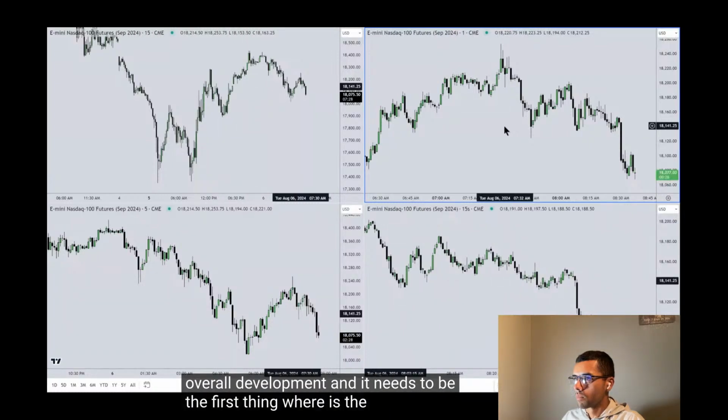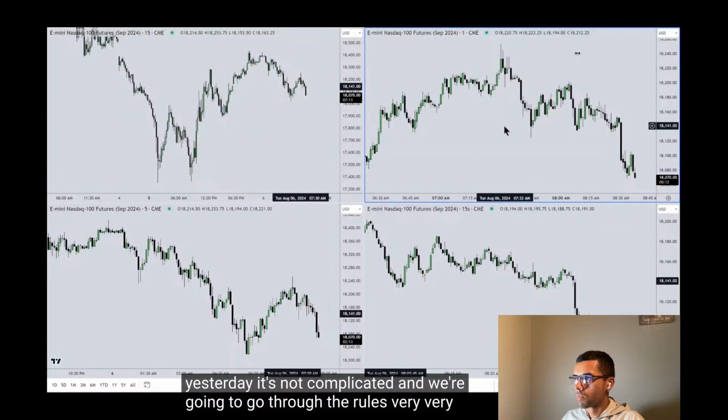and it needs to be the first thing. Where's the market likely to move directionally? Where's it going to gravitate to? And what time usually will these moves form? I introduced a very generic form of that yesterday. It's not complicated, and we're going to go through the rules very specifically, and it's not a lot of them. It's not a whole lot of moving parts.